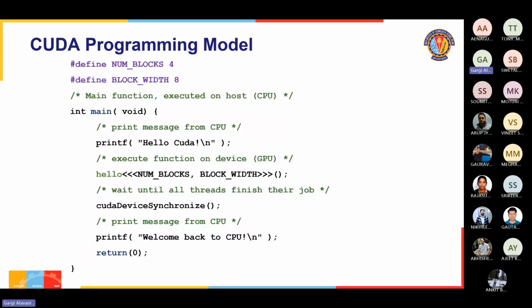So let us begin and continue our discussion on the CUDA programming model. To start, let us talk about the Hello World program, the first CUDA program. As I told you, the CUDA program is saved as a .cu file. A CUDA program can be written in C or C++.